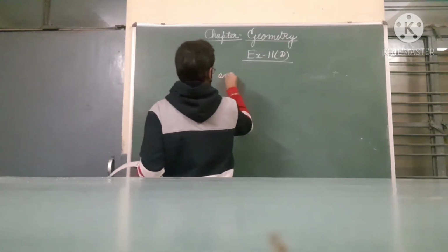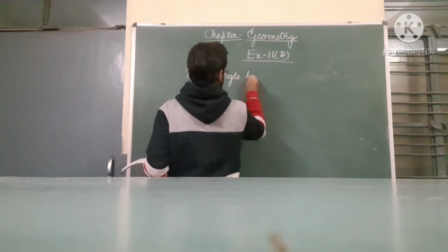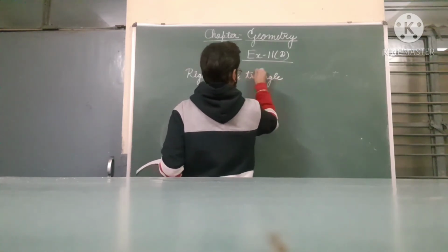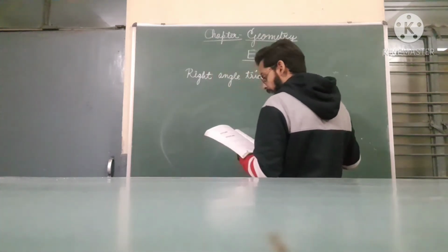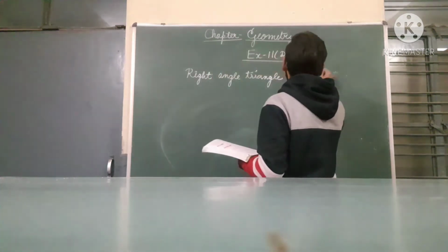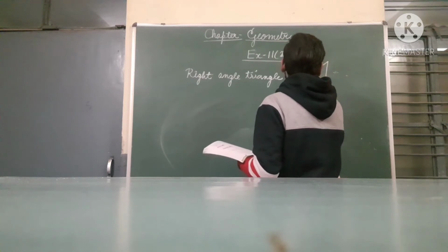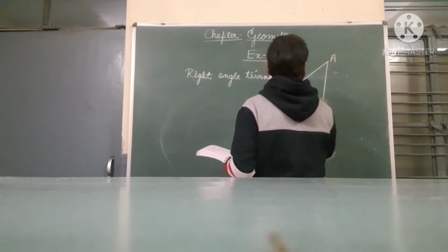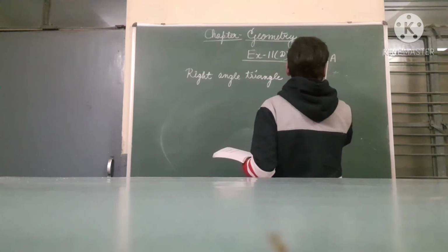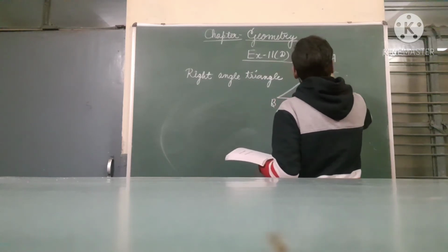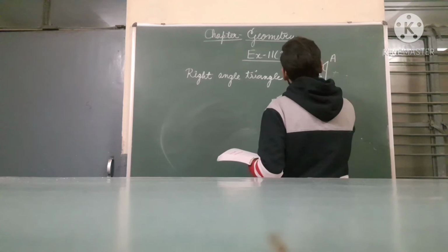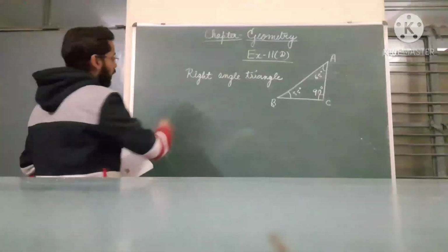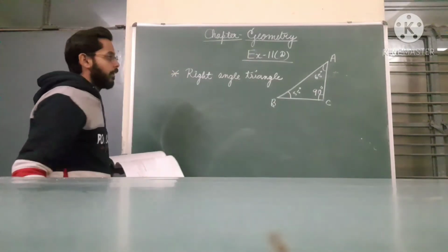Right angle triangle. A right angle triangle is one in which one of the angles is 90 degrees. A, B, and C. Right angle triangle, you can say that one of the angles is 90 degrees.